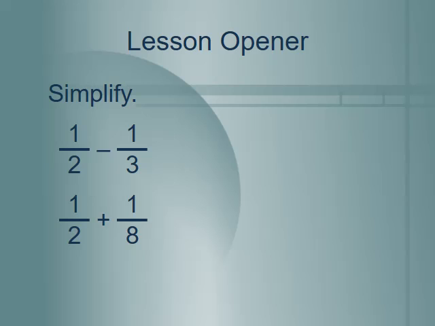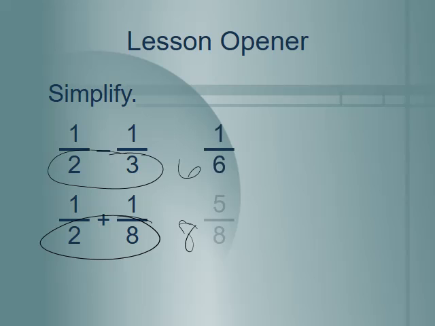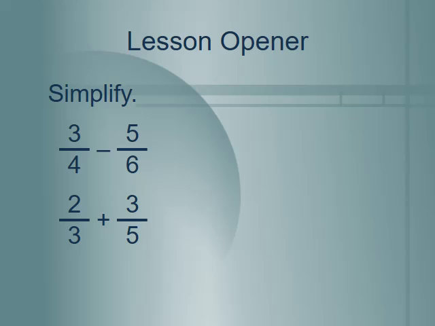In this top problem, our common denominator is going to be 6. And in this bottom problem, our common denominator is going to be 8. You know how to do that. And whenever we go ahead and solve the problems, we end up with 1/6 and 5/8. Let's look at the next one.